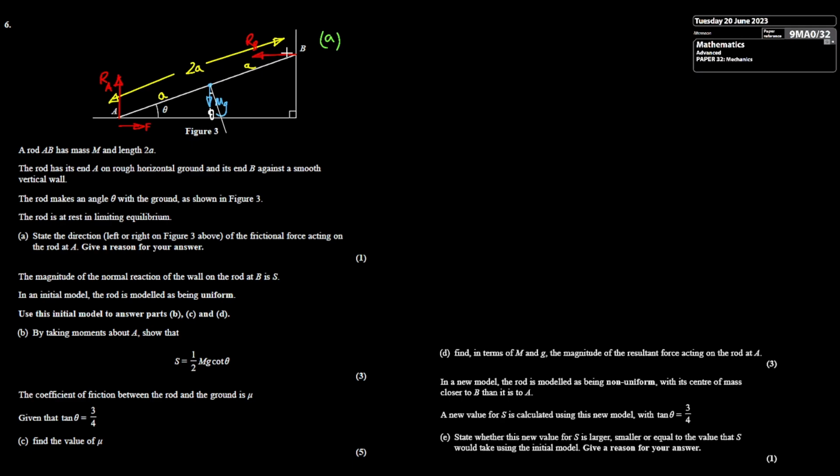There's only a reaction force from the wall because the wall is smooth, but because the horizontal ground is rough, the rod will attempt to slip down, so the motion of this bottom part of the rod will be to come in this direction. So the friction is acting backwards. So in a way, that's answered part a.